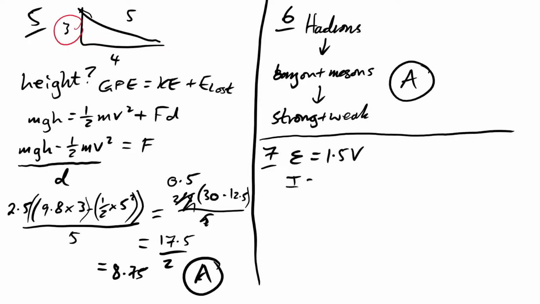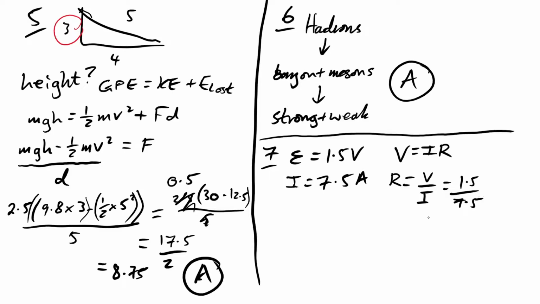And we want a current of 7.5 amps. So actually let's have a think about this. Let's find out what resistance we'd need for that current first, V being that EMF. We're looking for resistance, so resistance is equal to that EMF divided by current. So it's 1.5 divided by 7.5, and that is just 0.2 ohms.